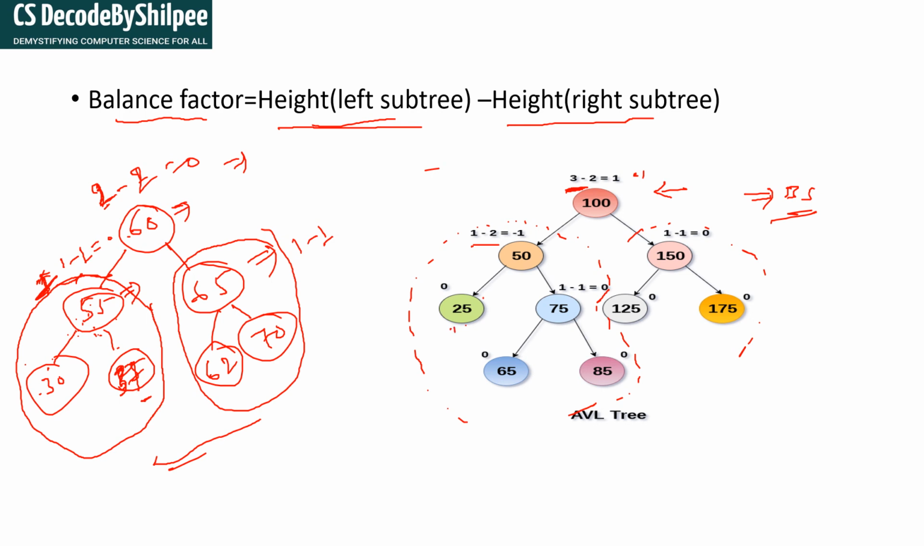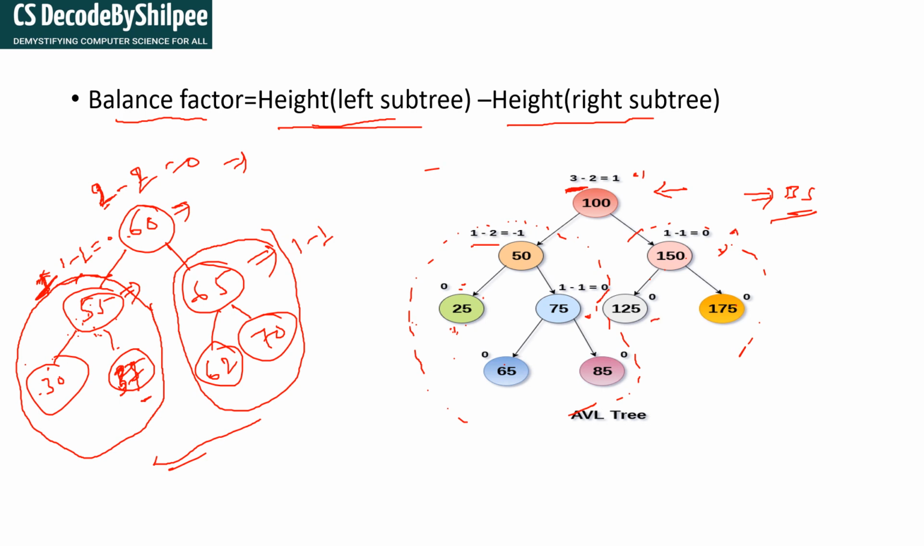Similarly for 25, there is no left child, no right child. It means the height of the left subtree is 0 and the height of the right subtree is 0. So the balance factor is 0. For 70, the height of the left subtree is 1 and the height of the right subtree is 1. So 1 minus 1, 0. Right? Coming to 150, the height of the left subtree is 1 and the height of the right subtree is 1. So 1 minus 1, 0.